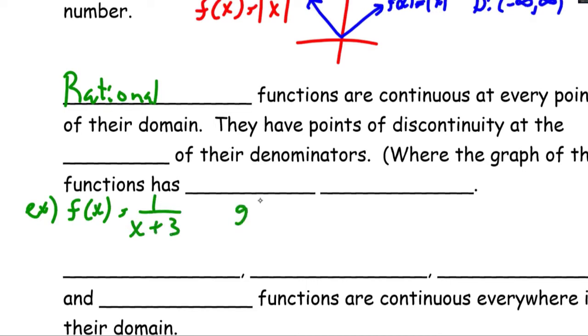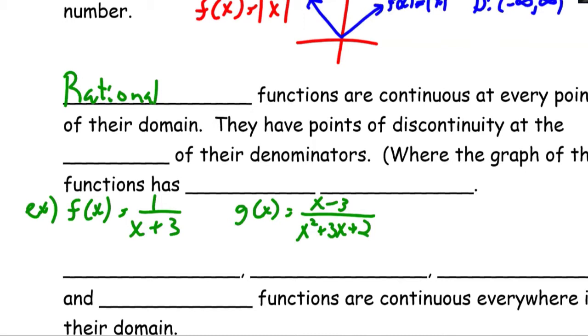Or x minus 3 over, let's say... Those are rational functions, meaning with the fraction, with the x in the denominator, give us a rational function. So rational functions are continuous at every point of their domain.